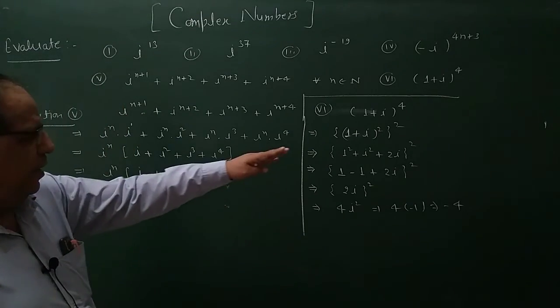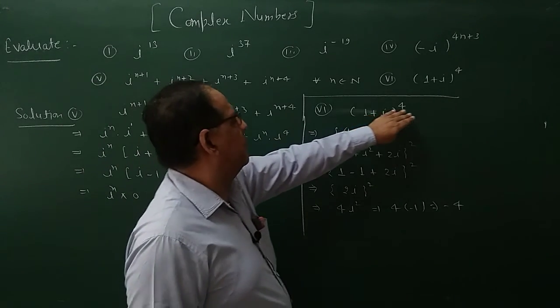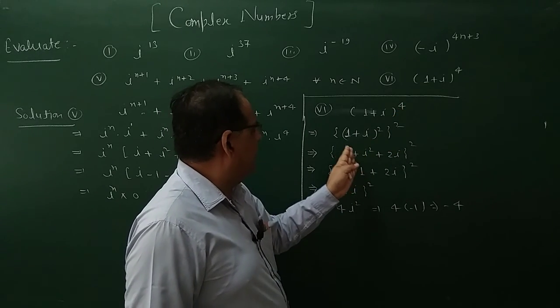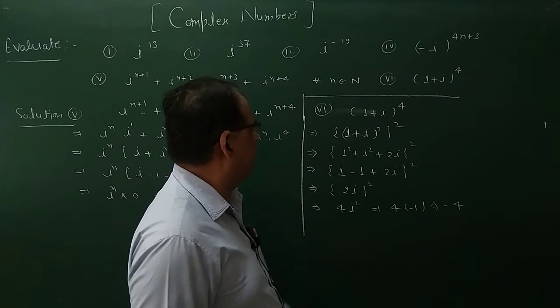So if we have a power more than 4, we can split it into smaller powers, reduce after applying the identity, and we can find the value of the given question.